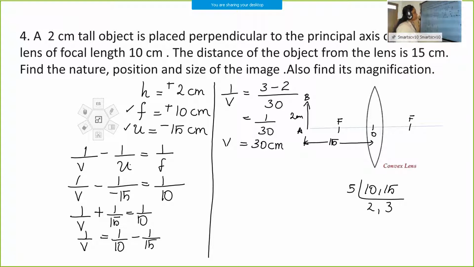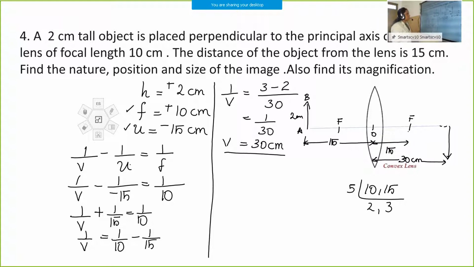And now what we are getting? The image distance we are getting, it is 30 centimeter and it is positive. That means it is on the right hand side. O to F distance is again 15 centimeter. So suppose this is the image, and this distance now we got it as 30 centimeter. So image is formed on the right hand side at a distance of 30 centimeter.